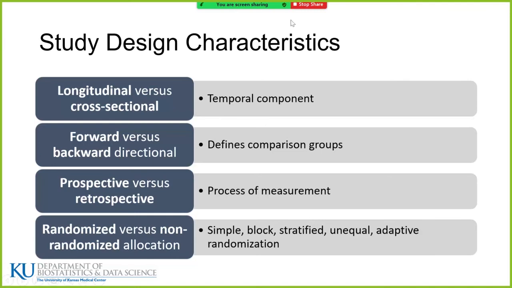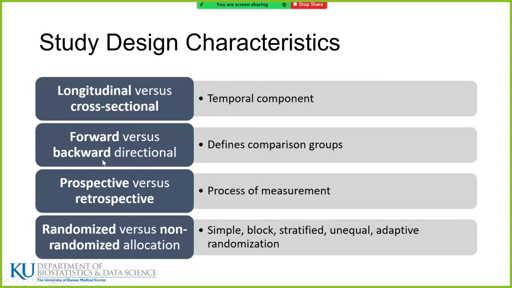So studies are either longitudinal or cross-sectional. The differentiating feature between a longitudinal study and a cross-sectional study is whether there is some kind of time component. Is everything happening at once, or are we trying to state that the cause came before and confirming that the cause came before the outcome?